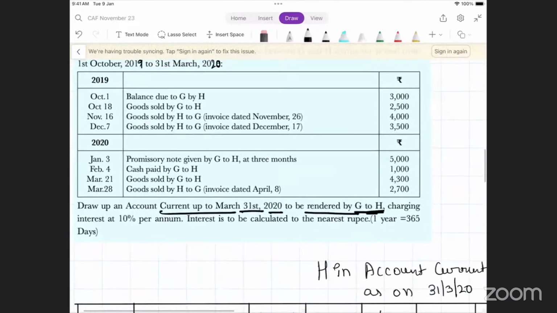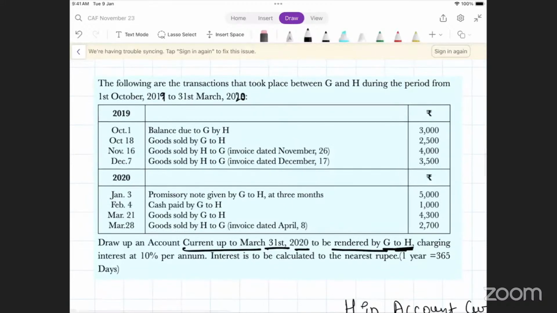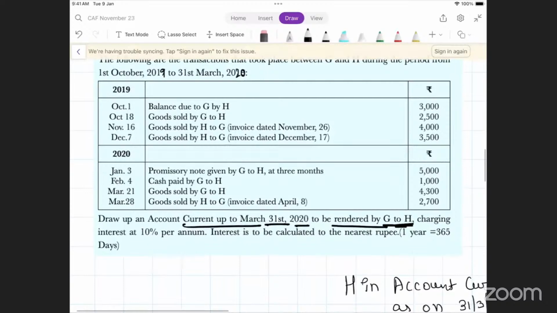I'm going to start. Whose perspective, sir? G's perspective. G is preparing this. So, balance due to G by H, 3000. Balance due to G. So, is this an asset or liability for G? For G, what is it? Balance due to G. It is an asset, right? It's due to me. So, I have to receive the money. So, it will have a debit balance.